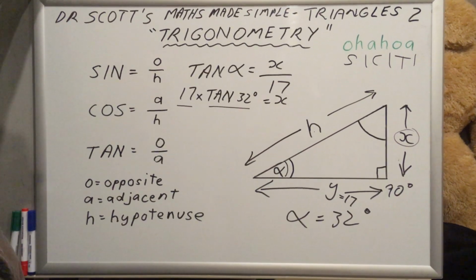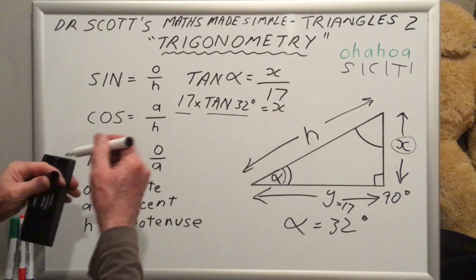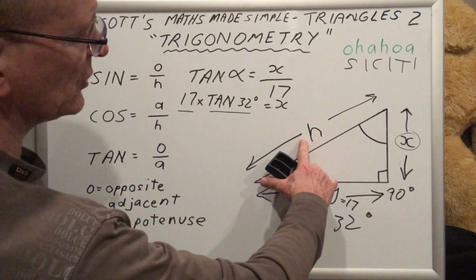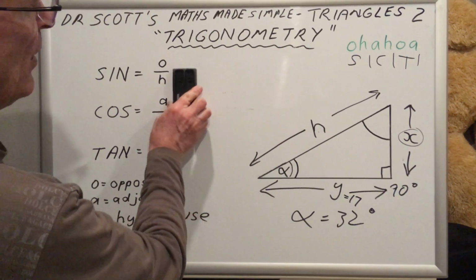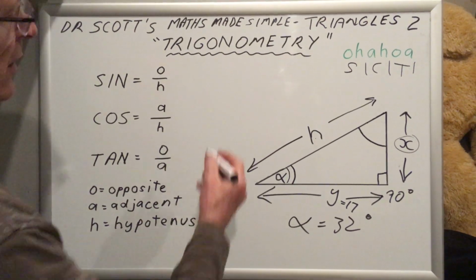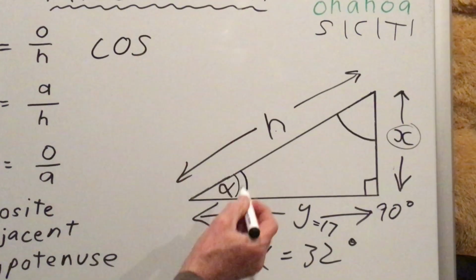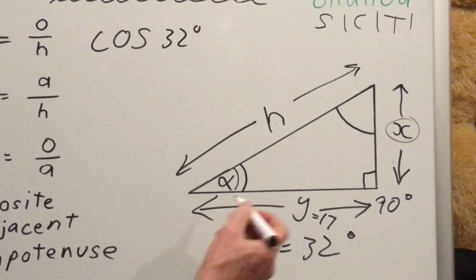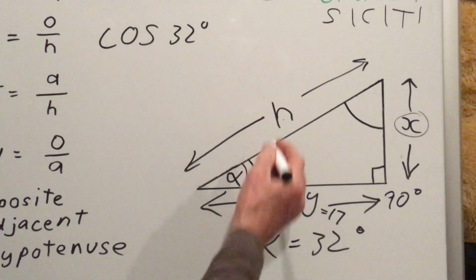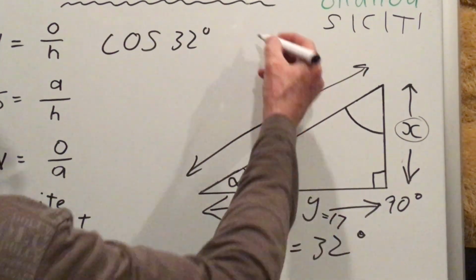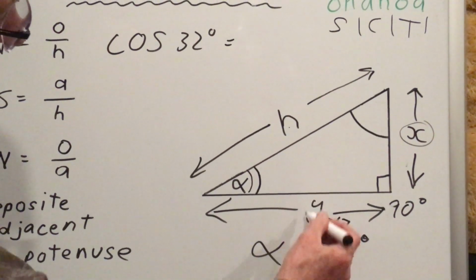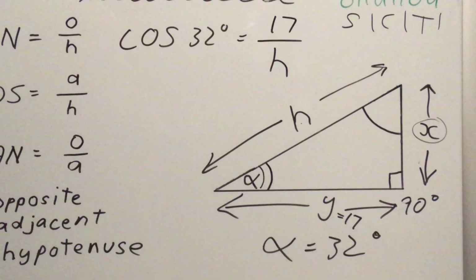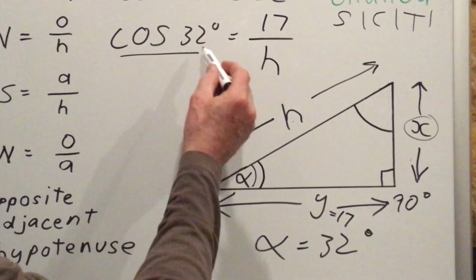What if they said to you, what is h? And they gave you y equals 17, and we have to find h, and the angle is 32 degrees. Remember, this is only in right angle triangles. So what I'm going to do is use cos of alpha. Cos of 32 degrees is adjacent over hypotenuse. We're trying to find the hypotenuse, the longest side. Cos of 32 equals the adjacent side, not the opposite one, but the adjacent one, equals 17 over h. This is a number, this is a number.